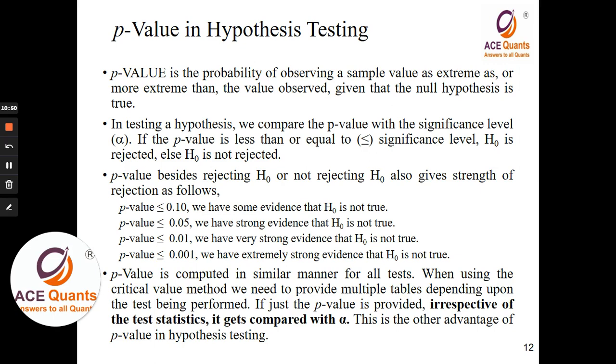The third advantage of the p-value: if at all you are doing a z statistic, you need to have a z table. If at all you are doing a t statistic, you need to have a t table. But supposing the software is calculating the p-value and giving it to you, you are not really concerned what test has been performed, so long as you are given the p-value to compare with alpha. And therefore, this is the third advantage of the p-value. You need not have the various tables, but p-value provided, compare it with alpha.